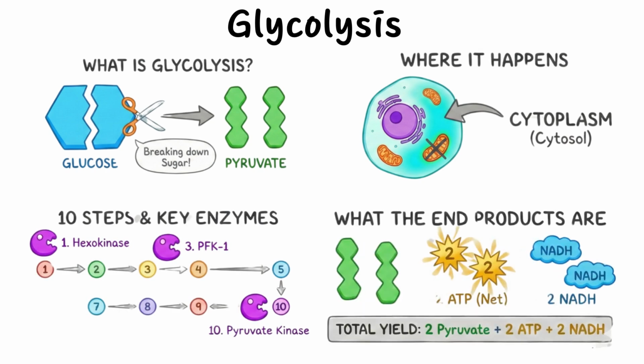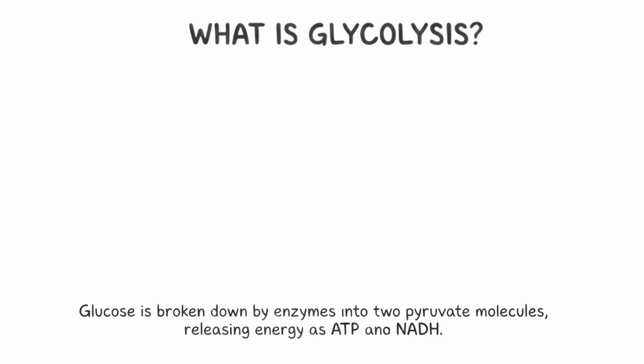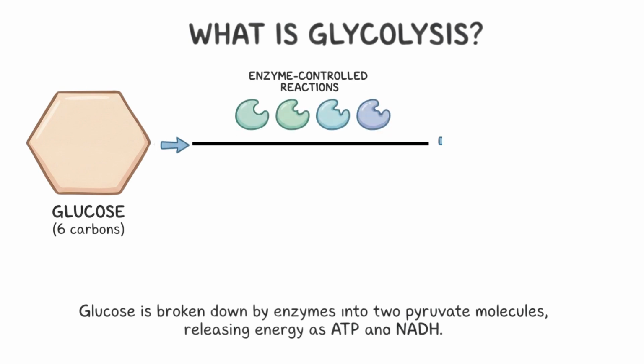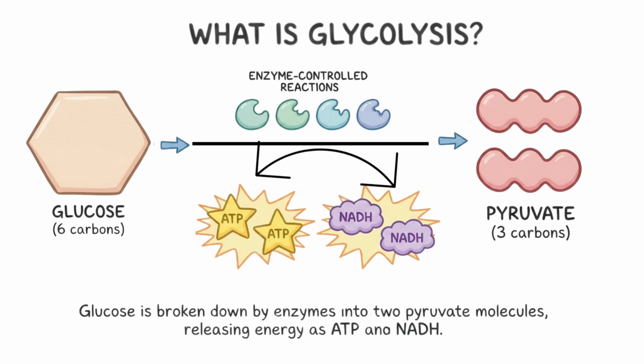Let's get started. Glycolysis is a series of enzyme controlled chemical reactions that break down one molecule of glucose into two molecules of pyruvate. Glucose is a 6-carbon sugar and pyruvate is a 3-carbon molecule. During the process of glycolysis, energy is released and captured in the form of ATP and NADH.